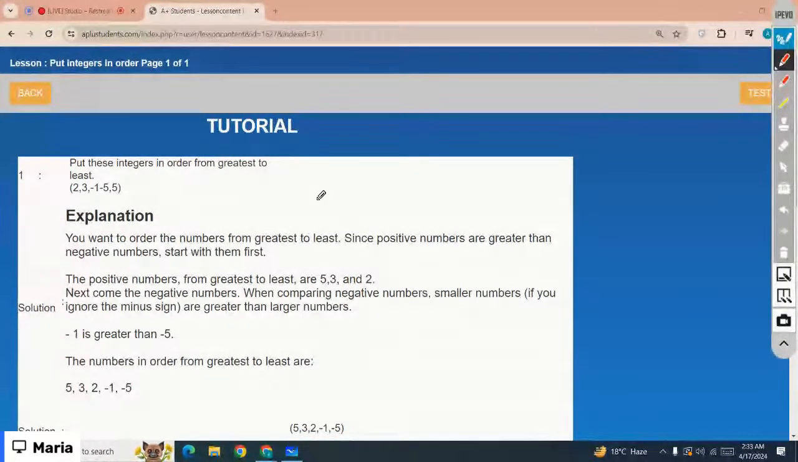2, 3, 5. So 5 is the greatest one, then you have 3, then you have 2, right? Now look at the negative numbers, negative 1 and negative 5. So you have negative 1 and then negative 5. Negative 1 is the greater one and negative 5 is the smallest one, right? Okay, start with the test questions.